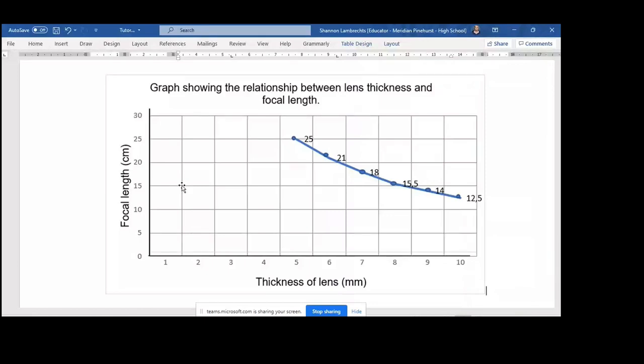And the question asked you to draw a line graph. So that's the first thing you do. You draw a line graph. Don't draw a histogram. Don't draw a bar chart. You draw a line graph. That's point one. And you're going to get a mark for that.